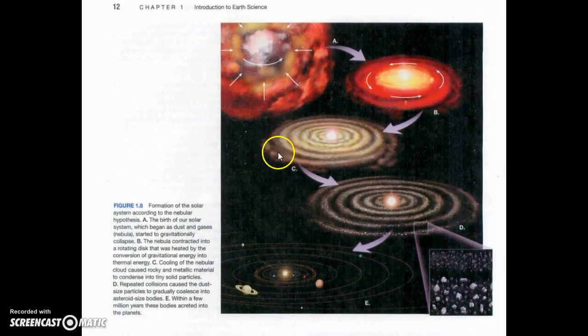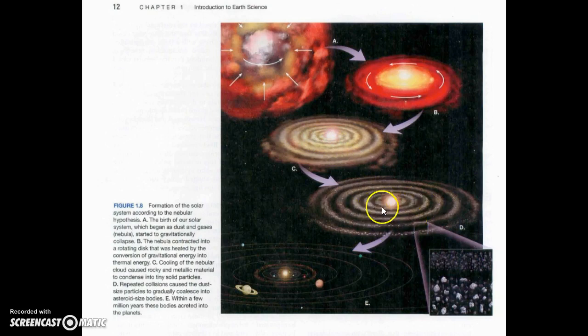Here's a really cool illustration, and I'll kind of read over it while I talk you through the picture. The birth of our solar system, which began as dust and gases, started to gravitationally collapse. B shows the nebula contracted into a rotating disk that was heated by conversion of gravitational energy into thermal energy. C, the cooling of the nebular cloud caused rocky metallic material to condense into particles.